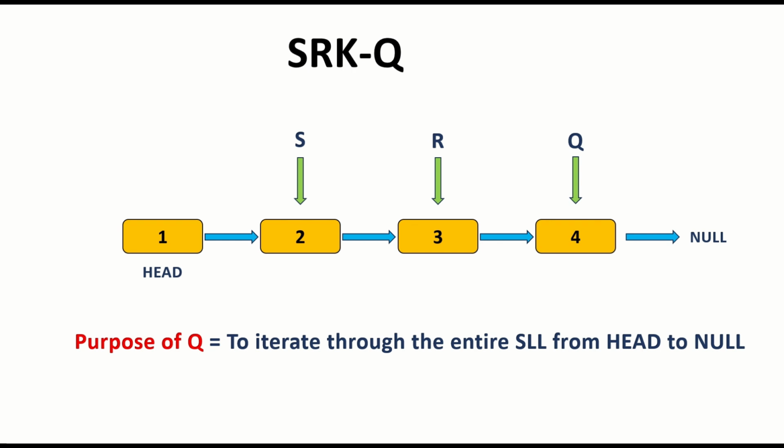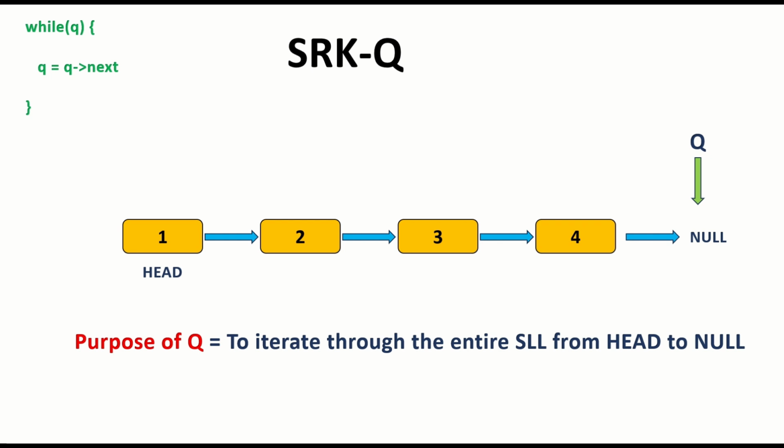it reaches null. If I represent this in the form of a code snippet, you can see on the top left of the screen that there is a while loop running until Q has not reached null, and every time we do Q equal to Q next. So Q starts from head, then moves to 2, then to 3, then to 4, which is the last node, and finally it reaches null, and then we break out of the while loop.